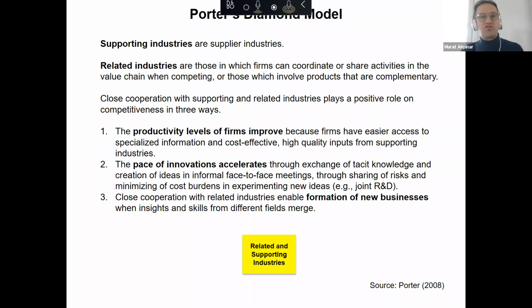Let's move to the third determinant. That is related and supporting industries. Again, coming back to the basic question: as a company, we have the option to invest or to establish our business in France, Germany, and Finland. Which one would we choose? The diamond model and its determinants help us to make this choice.